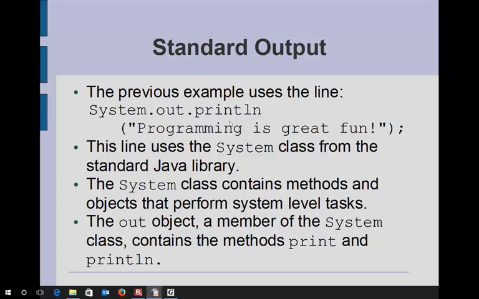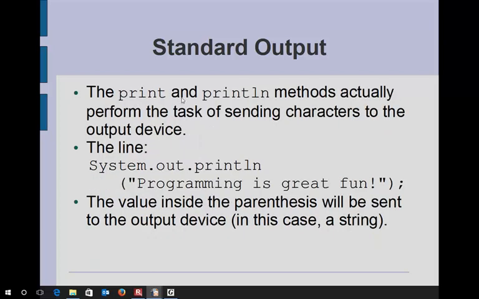Now actually there are two different methods that we can use. There's a print method and a println method, and I will talk about the difference between print and println in just a minute. They kind of do the same thing. They send out characters to the output device. It's going to take the string which is enclosed in your parentheses and inside your double quotes, and show it on the screen, which is the standard output device.